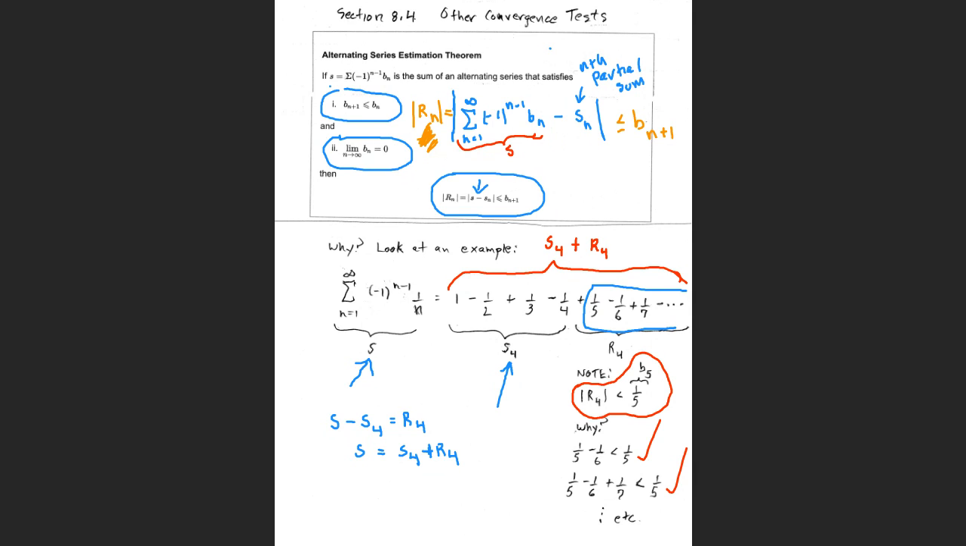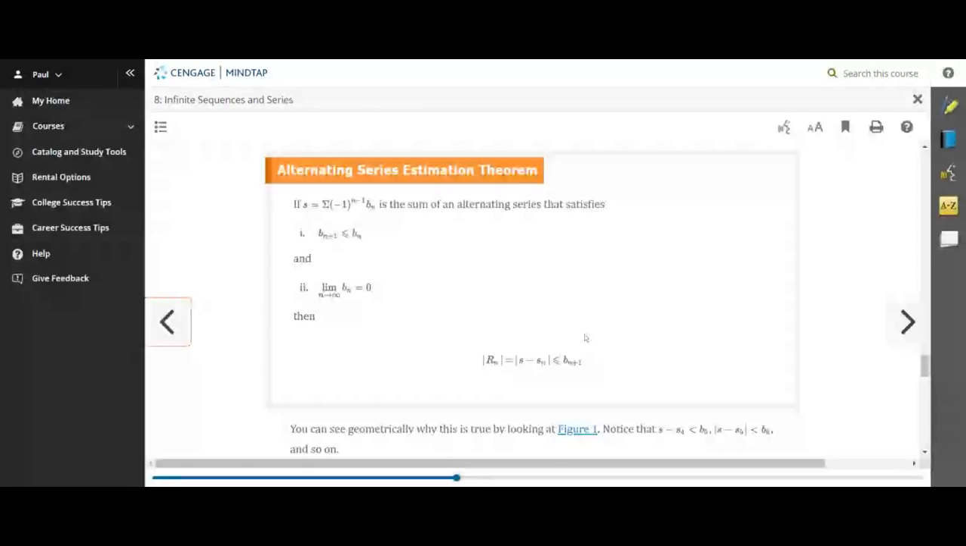I'm going to go look at example 4 with you. So into the ebook we go. Okay, there's that alternating series estimation theorem.